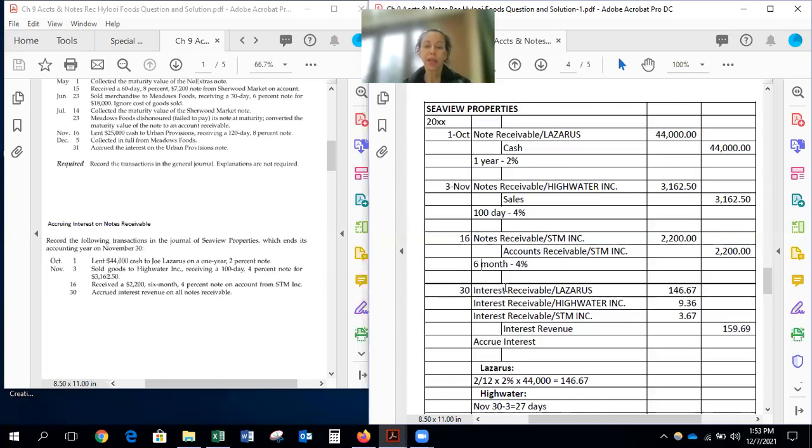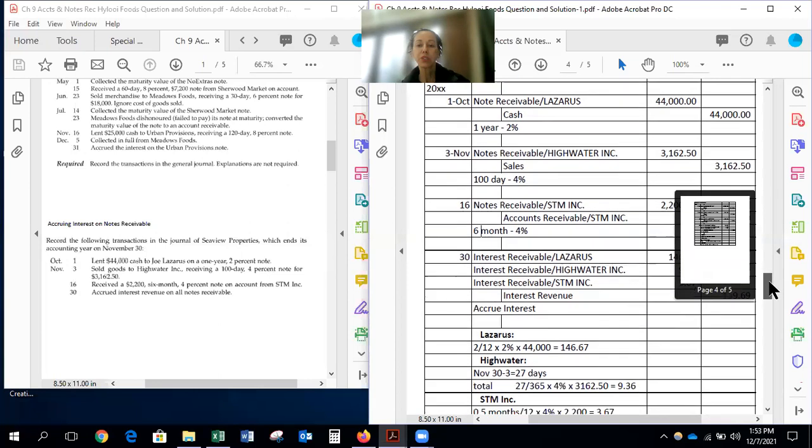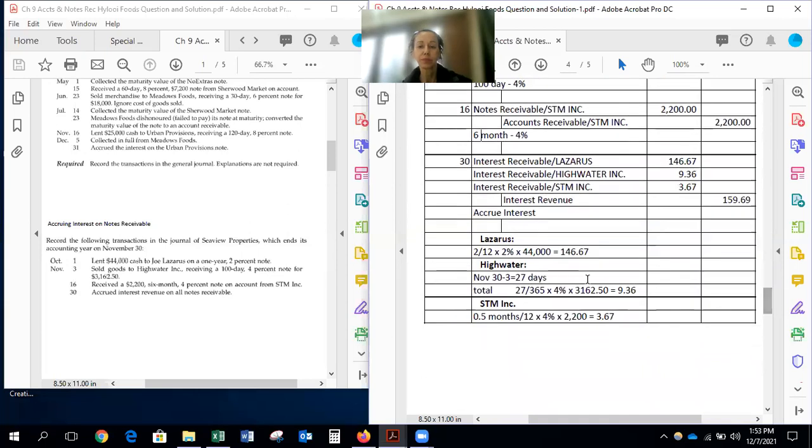Okay, so our calculation will be in kind. Right? If it's expressed in annual terms, we'll do the calculation in annual terms. If it's expressed in daily, we do the calculation daily. If it's expressed monthly, we do the calculation monthly. So the point here is to do an interest accrual. So our journal entry to accrue the interest is going to be debit interest receivable, credit interest revenue. The tricky part is how much.